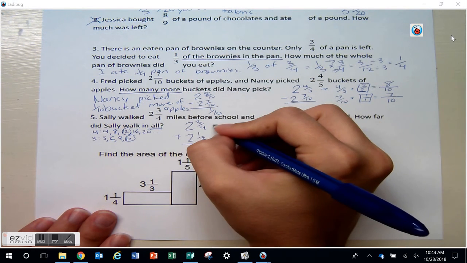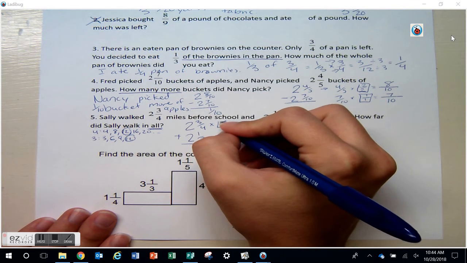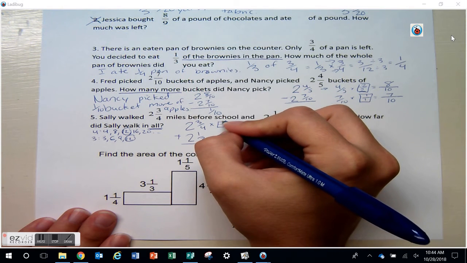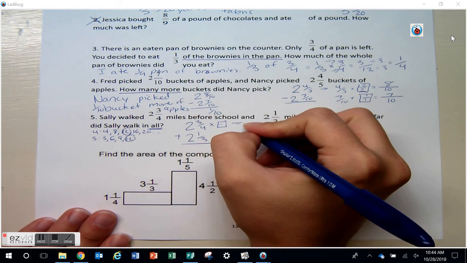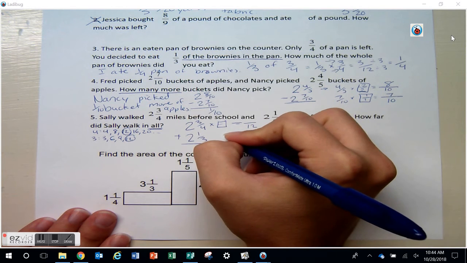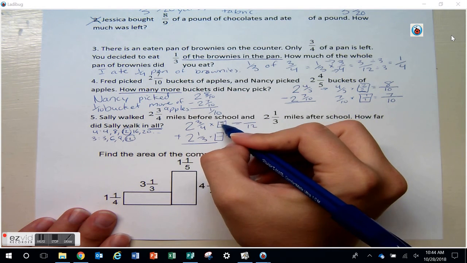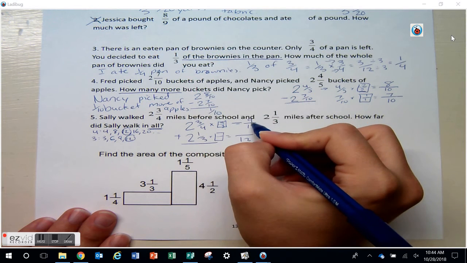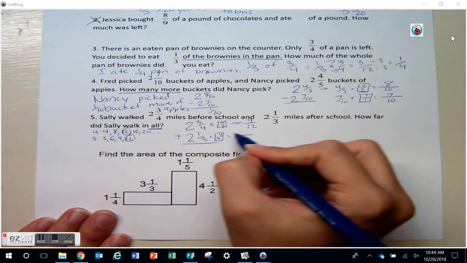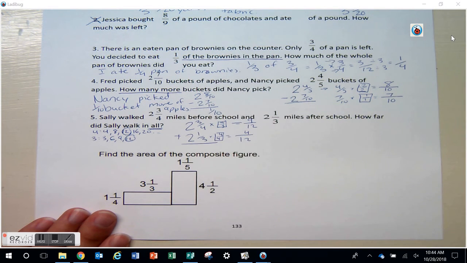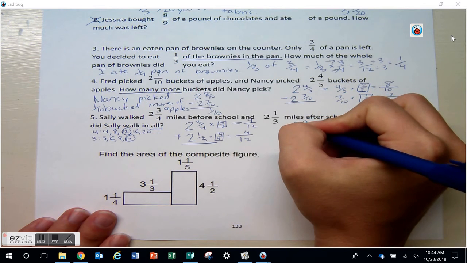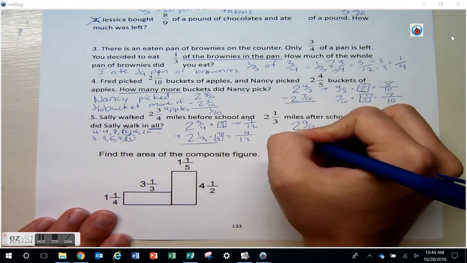So here I'm going to multiply by my giant 1. Our goal is 12. Multiplied by that giant 1, we're going to multiply by 3 over 3. 3 times 3 is 9, multiplied by 4 over 4. 4 times 1 is 4, so now I have 2 and 9 twelfths plus 2 and 4 twelfths.